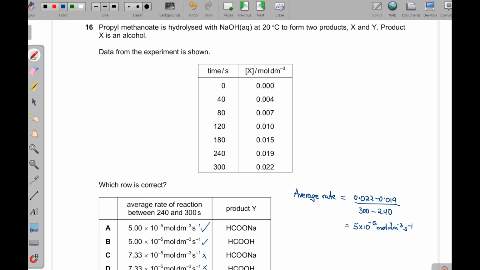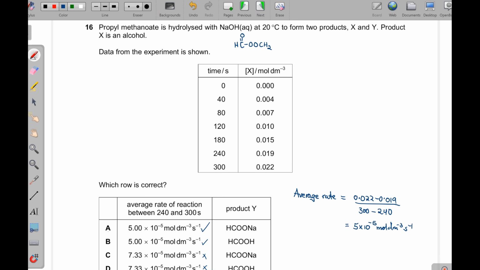Now let's go to the products. Now when you hydrolyze, because this is what we call alkaline hydrolysis of an ester. So you have this methanol, this propyl methanoate. So we have the carboxylic acid is methanoic acid, not so.